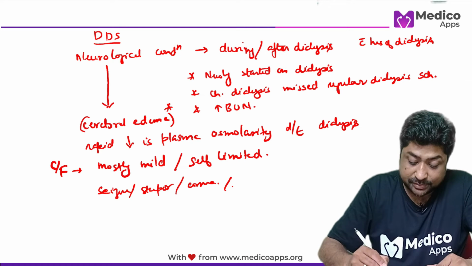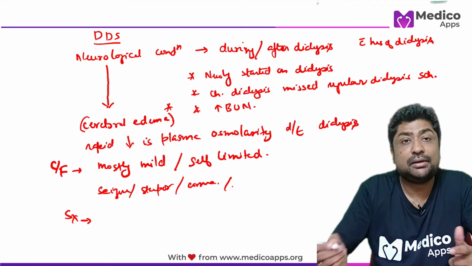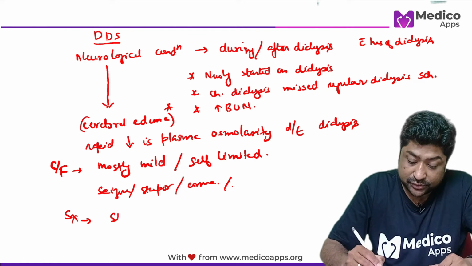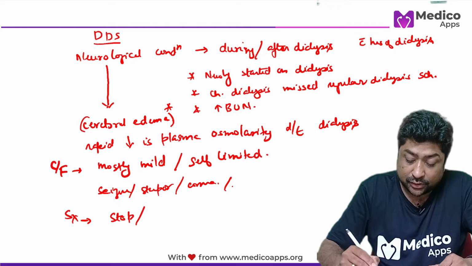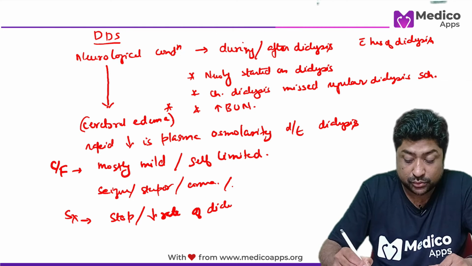So how do we manage this patient? What is the management of these patients? Mild and moderate cases do not require much management. You can either stop the dialysis or decrease the rate of the dialysis. So this is one thing which you can do.